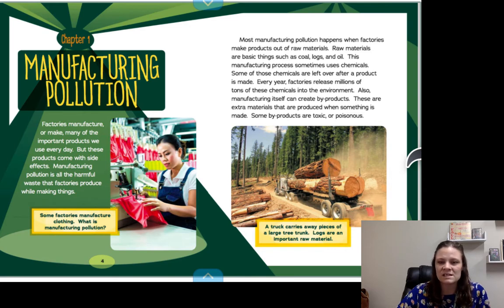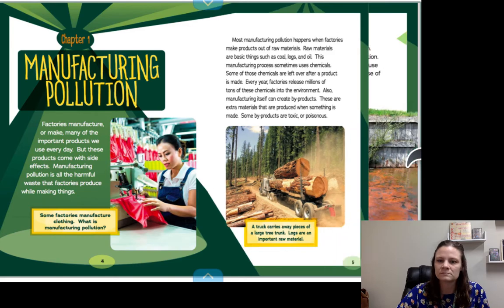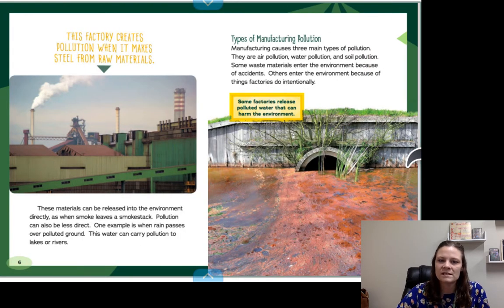Also, manufacturing itself can create byproducts. These are extra materials that are produced when something is made. Some byproducts are toxic or poisonous. A truck carries away pieces of a large tree trunk. Logs are an important raw material. This factory creates pollution when it makes steel from raw materials.